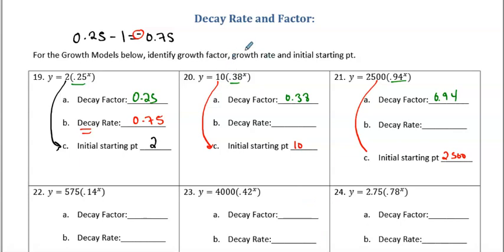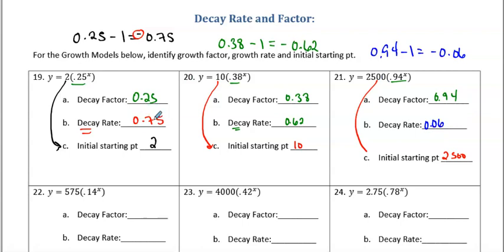Do the same thing here for number 20. So I start with 0.38. I subtract 1. And I'll get a negative 0.62. So my decay rate, that's the negative sign, is just 0.62. And then the last one, 0.94 minus 1, and I get negative 0.06. So 0.06 is my decay rate.